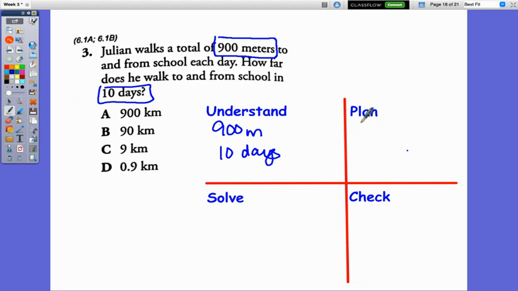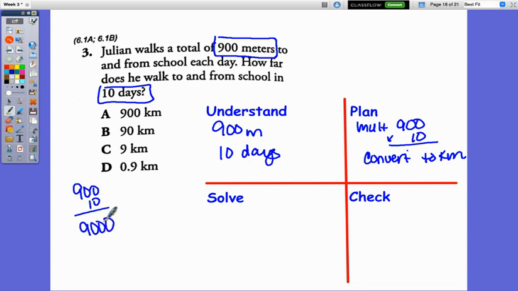So my first plan is to multiply 900 by 10, and then I am going to convert to kilometers. So I'm going to solve that. 900 times 10 gives me 9,000 meters, which is not what they wanted. Shockingly, that's not an answer choice because usually it would be.